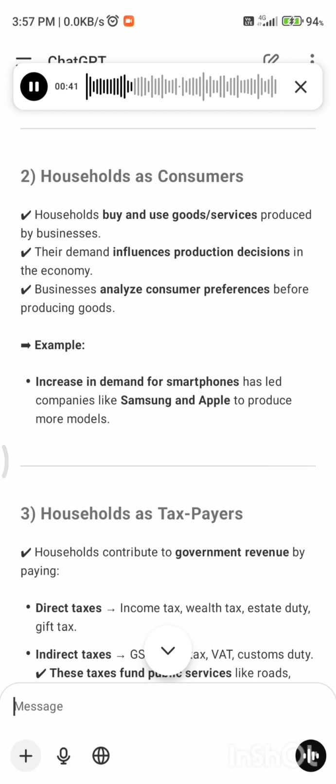2. Households as consumers. Households buy and use goods and services produced by businesses. Their demand influences production decisions in the economy. Businesses analyze consumer preferences before producing goods. Example, increase in demand for smartphones has led companies like Samsung and Apple to produce more models.